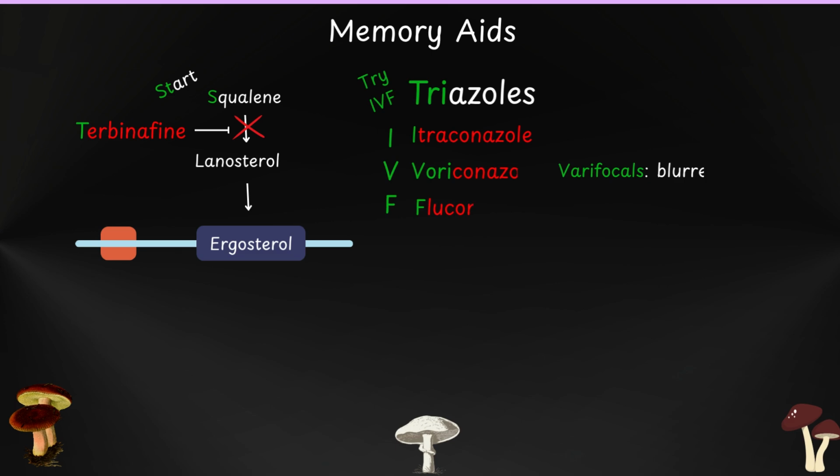Your triazoles, try, as in let's try something, try IVF. So itraconazole, voriconazole, and F for fluconazole. Now, the other thing with voriconazole is one of the side effects. Voriconazole can cause blurring of the vision. And so we have the concept of varifocal glasses, vorifocals, voriconazole, blurred vision.